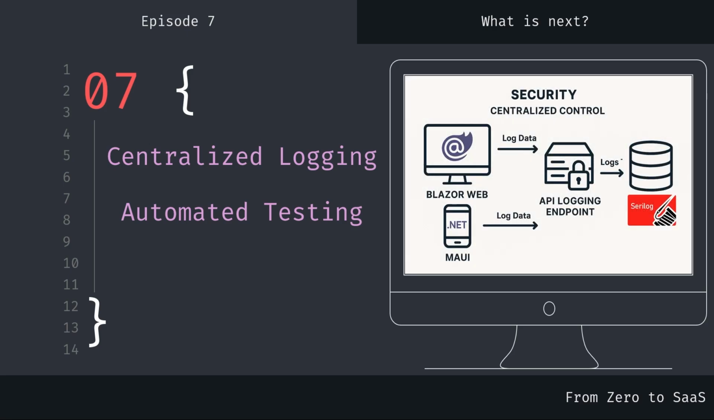Finally, what about our client applications, like our Blazor front-end and the Maui app we'll build later? We definitely want their logs too. But we don't want them talking directly to our database. Instead, these client apps will use a Serilog sink, or a similar logging mechanism, configured to send their log events over HTTP to a dedicated logging endpoint that we've created in our API project. The API endpoint receives these client logs and then uses the same centralized Serilog setup to save them to the database. This keeps our database secure and all our logs in one place.